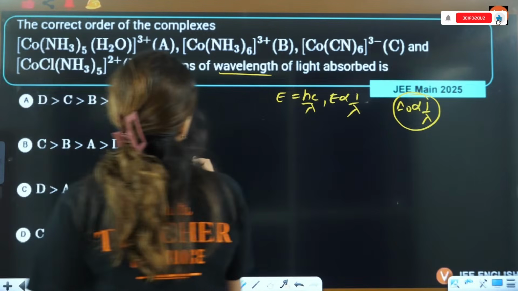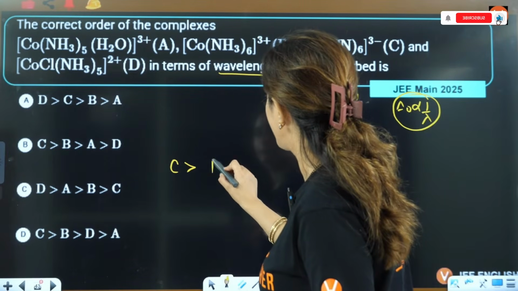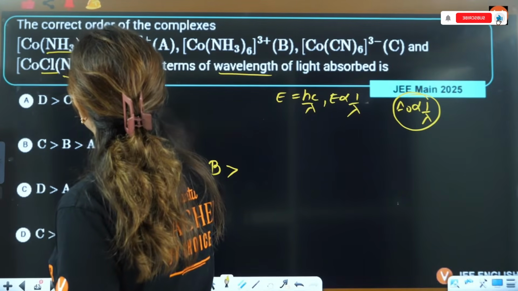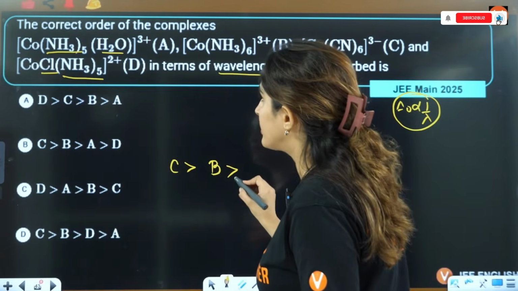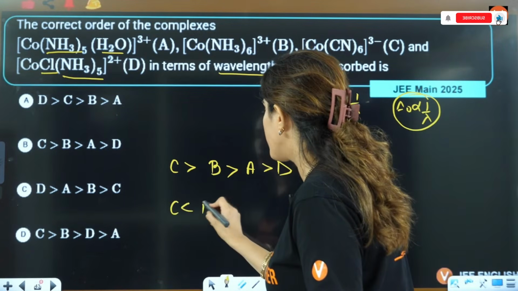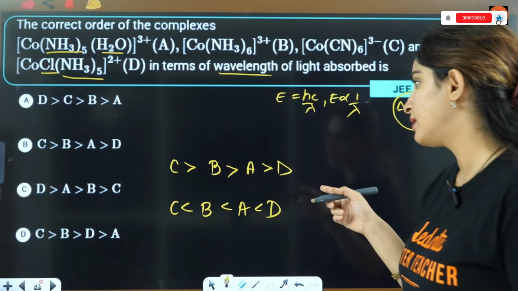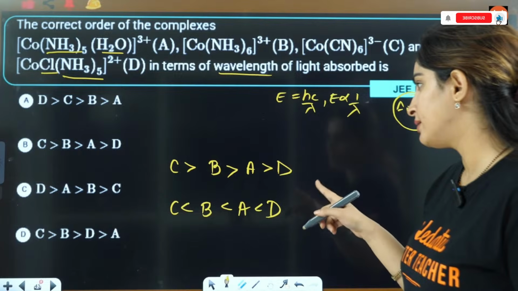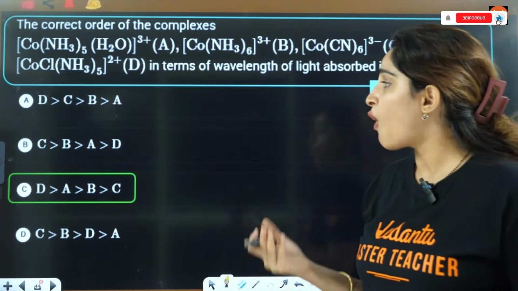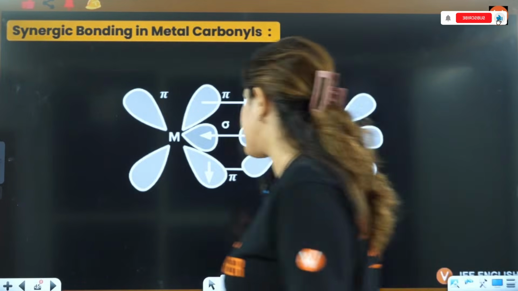Then you will have ammonia, that is 6 here, right? Ammonia 6 here, B. Then here you have ammonia 5 and Cl, here you have ammonia 5 and H2O. So H2O is stronger as compared to Cl, so it will be A and then it will be D. Opposite is going to be for the wavelength, so answer will be CBAD. C is less, then B, then A, then D. So answer is going to be C is the correct answer here. So all you need to do is spectrochemical series. That should be on your tips and you will be able to answer that, right?